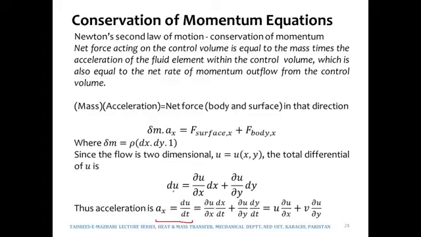So acceleration would be the derivative of the velocity. Now in order to differentiate u, we must have the expression for u. Since the flow is two-dimensional, u is a function of x and y, so the total differential of u would be dou u by dou x times dx plus dou u by dou y times dy. So change in the velocity in x direction times dx plus change of that component in y direction times the total length in y direction, which is dy.